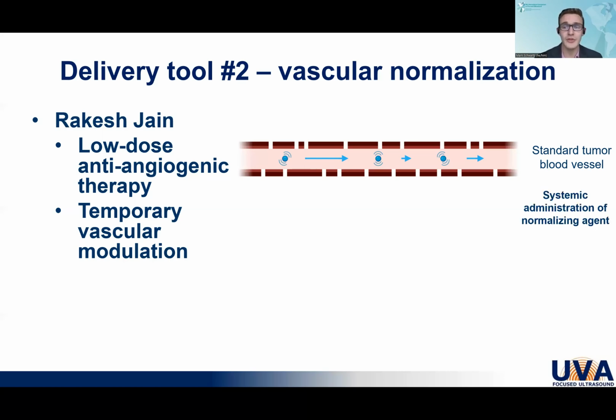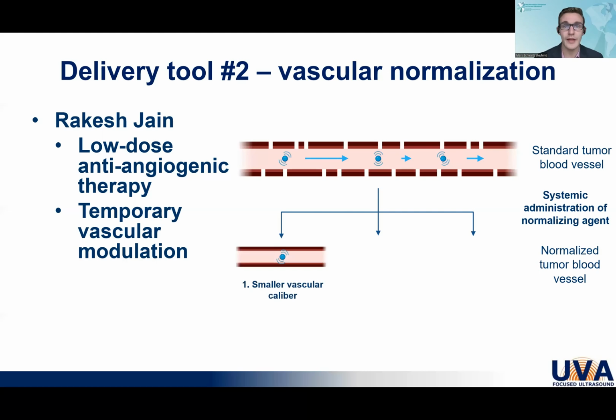Upon the systemic administration of some normalizing agent, some combination of the following three phenomena may ensue. The first of which is a reduction in vascular caliber. The smaller that a blood vessel gets, to some degree, the higher the likelihood for microbubble vessel wall interactions, and also the higher likelihood of drug delivery to that region of the tumor that is sonicated.